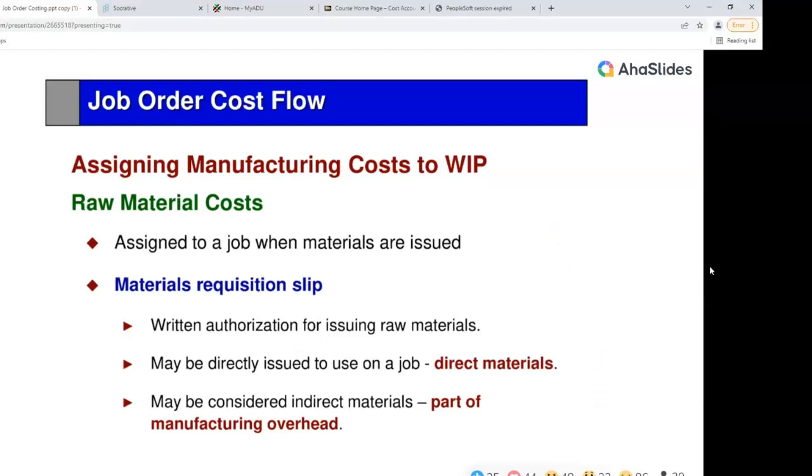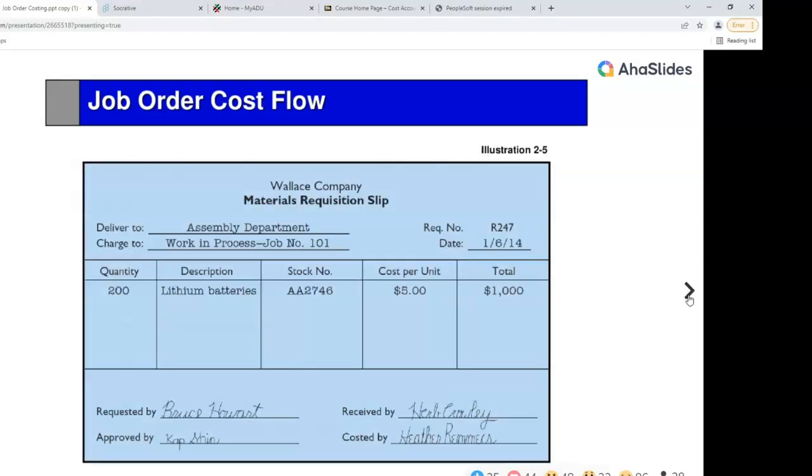So here's what a requisition slip would look like. It's simple, it's nothing. It just says, okay, listen, delivered to the assembly department, job number 101, work in process. So many pieces of wood, so many pieces of metal, so many pieces of glue, what have you. He requisitioned it, this guy approved it, and it was released.